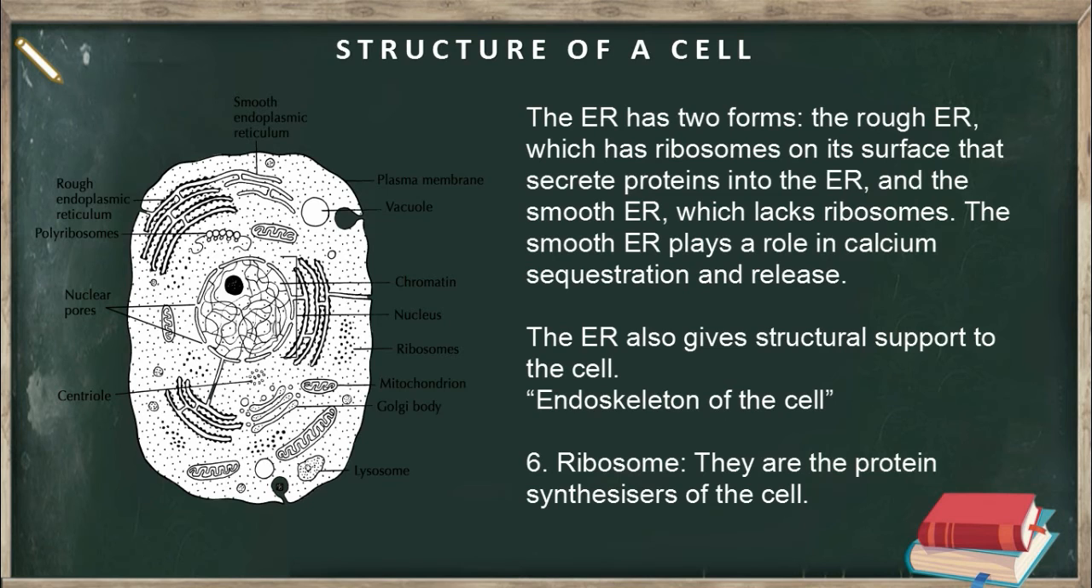6. Ribosome. They are the protein synthesizers of the cell. We will be learning more about ribosomes by the time we finish this chapter.